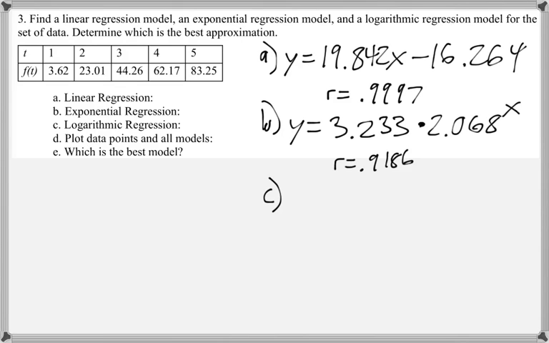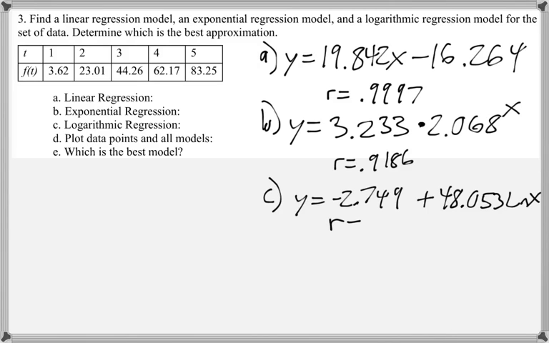And then a logarithmic regression, y is equal to negative 2.749 plus 48.053 ln of x. And my R value is 0.9731.